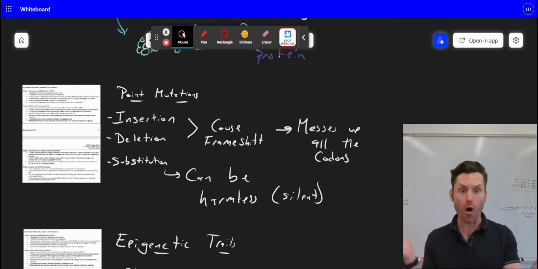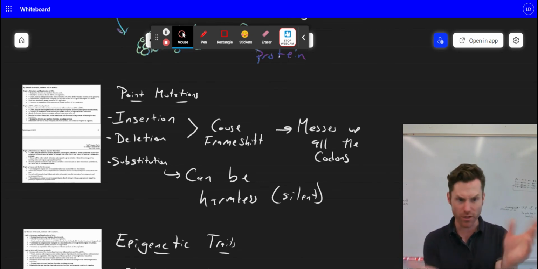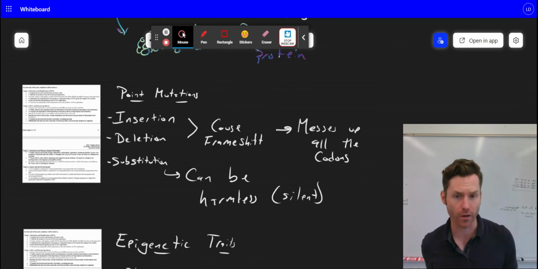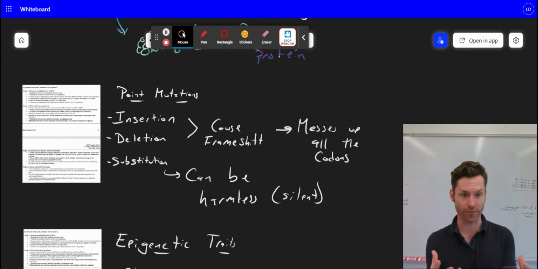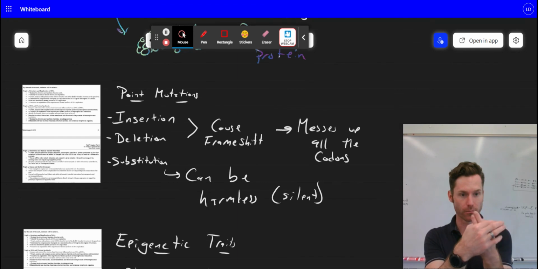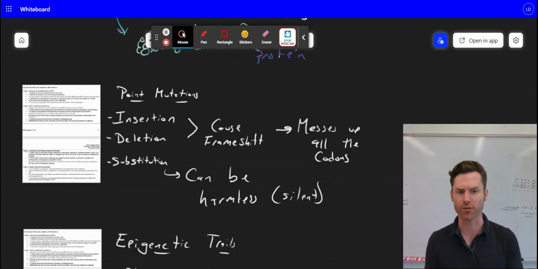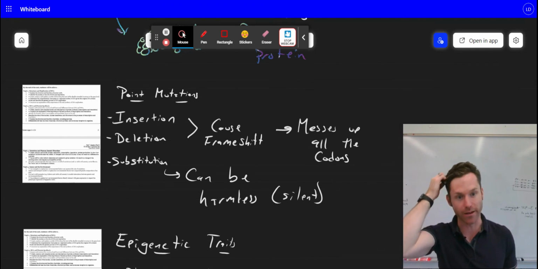And so it messes up all of the codons all the way down. Big deal. Protein's going to take on a whole new shape because of it. We call this frame shift, that shifting of codon groupings. It's called frame shift. And it's almost always a bad thing. Okay?